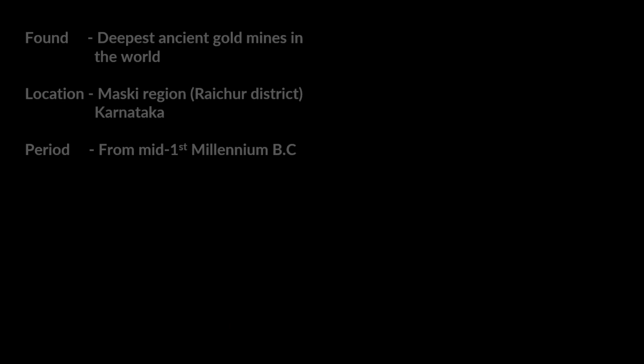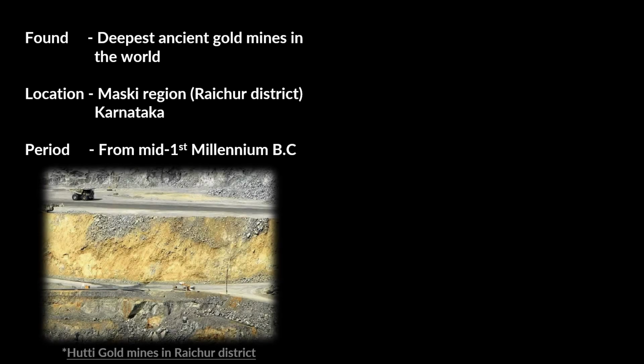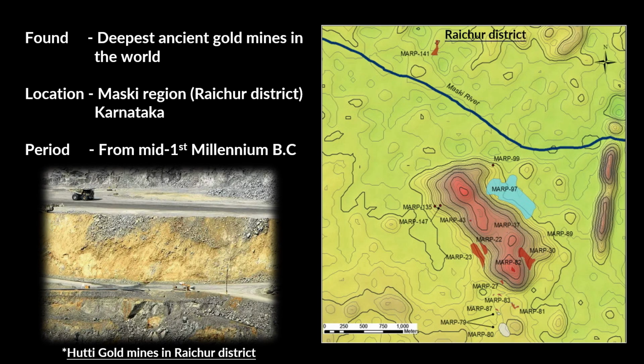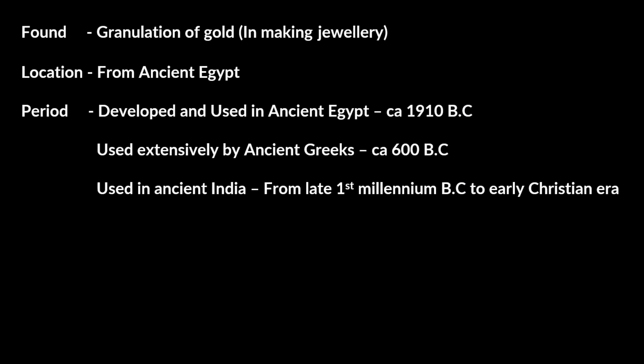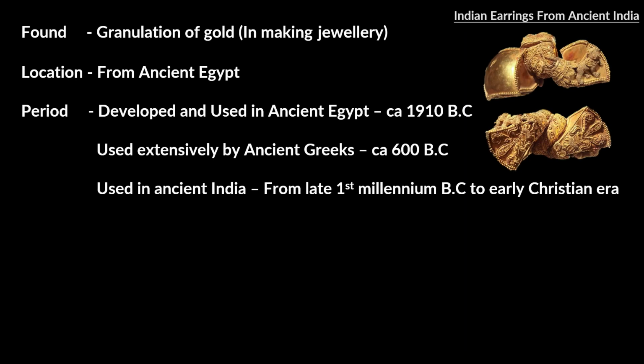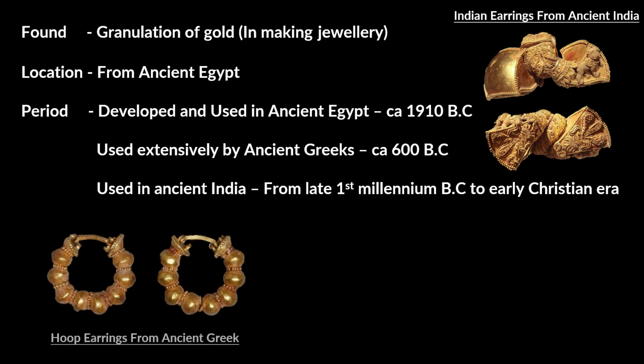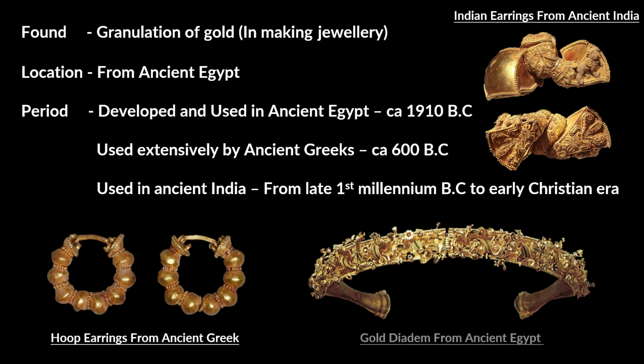The deepest ancient gold mines in the world were found in Maski region of Raichur district. Granulation of gold in making jewelry was developed and used in ancient Egypt, then used extensively by ancient Greeks, later used in ancient India from late 1st millennium BC to early Christian era.